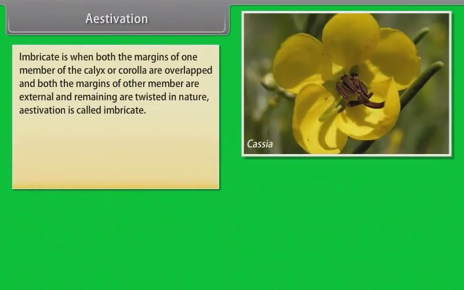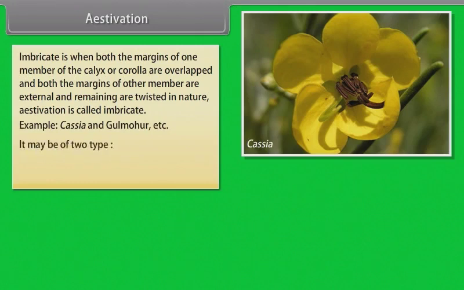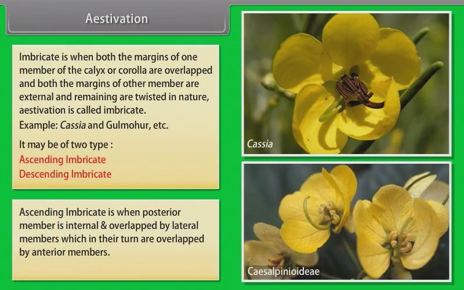Imbricate is when both the margins of one member of calyx or corolla are overlapped and both the margins of another member are external and the remaining are twisted in nature. Estivation is called imbricate. Example, Cassia, gulmohar, etc. It may be of 2 types: ascending imbricate, descending imbricate. Ascending imbricate is when the posterior member is internal and overlapped by lateral members, which in their turn are overlapped by anterior members. Example, Caesalpinioideae.